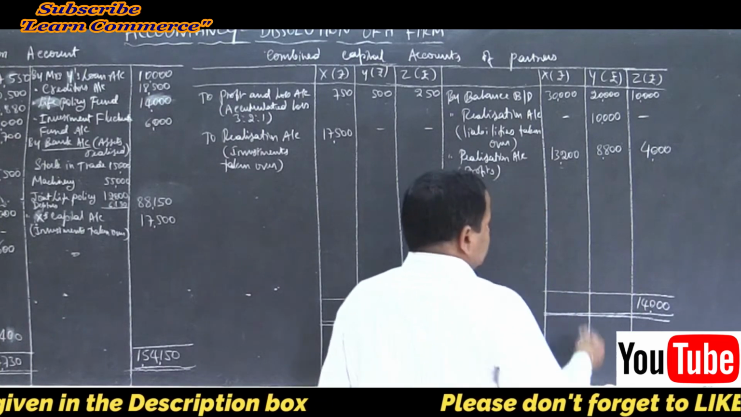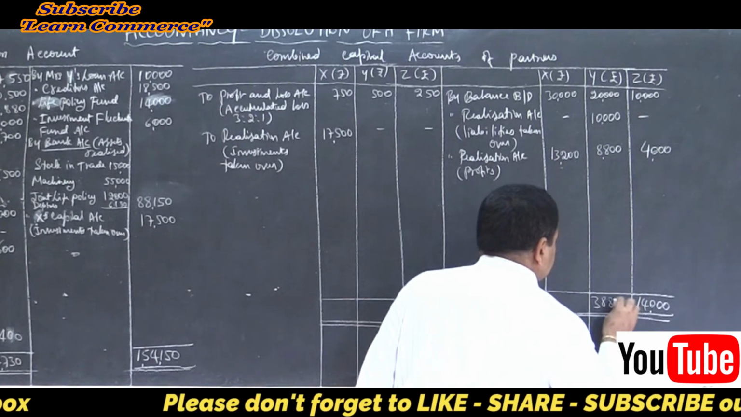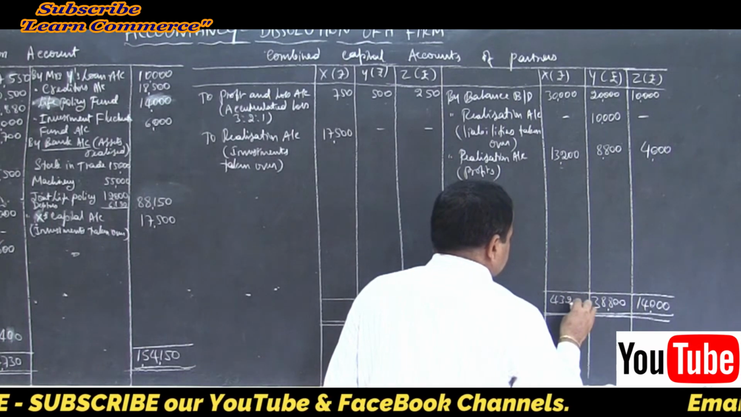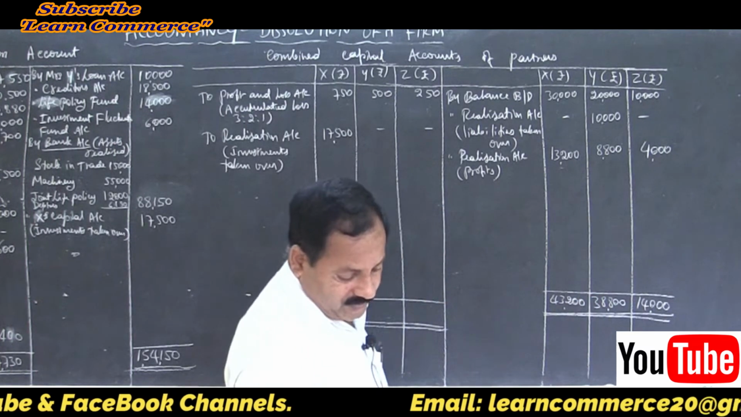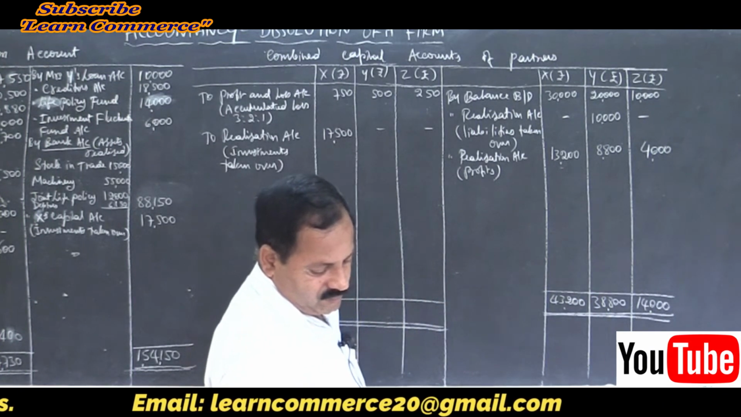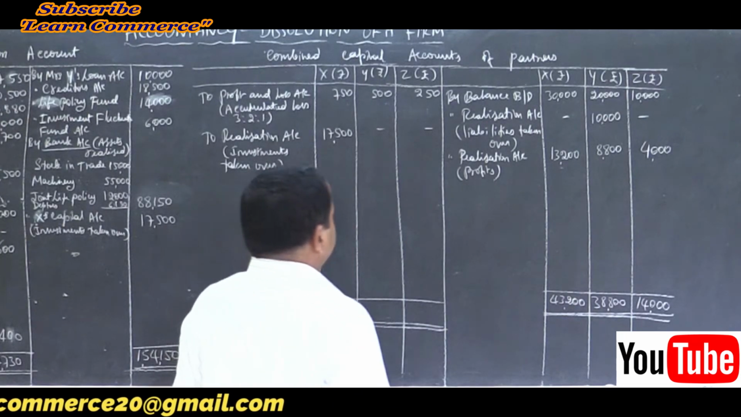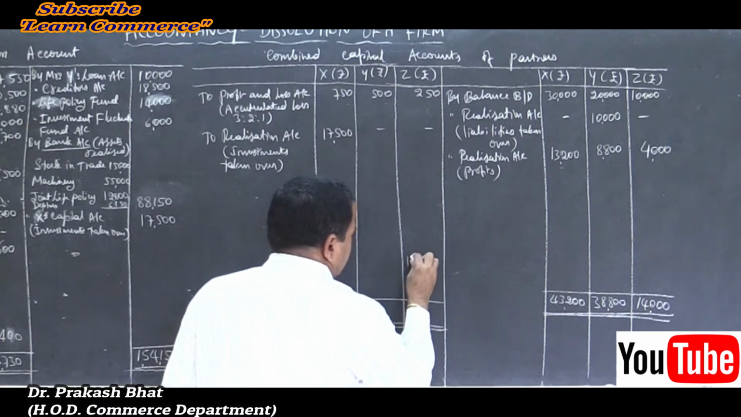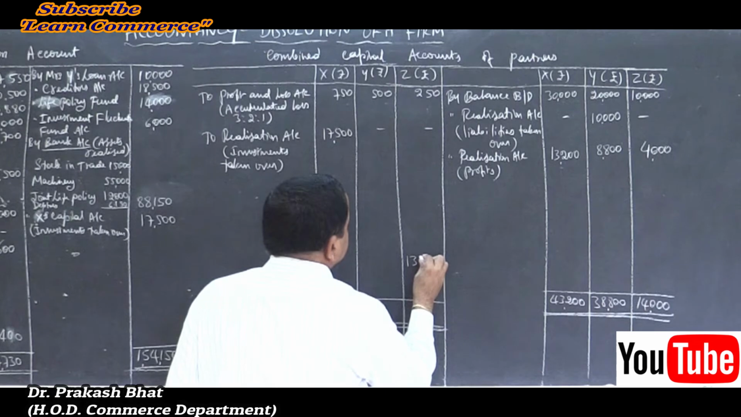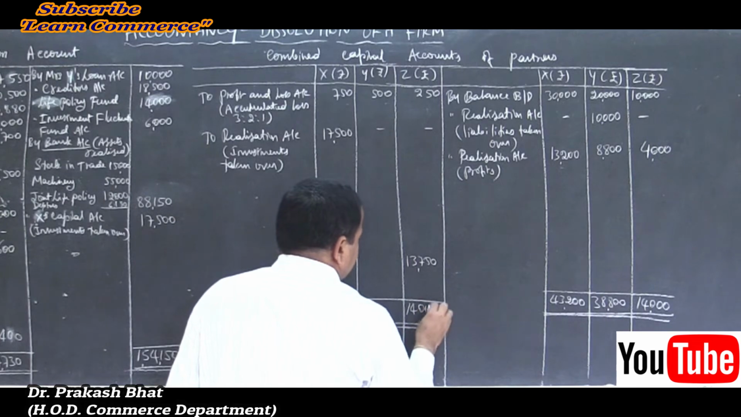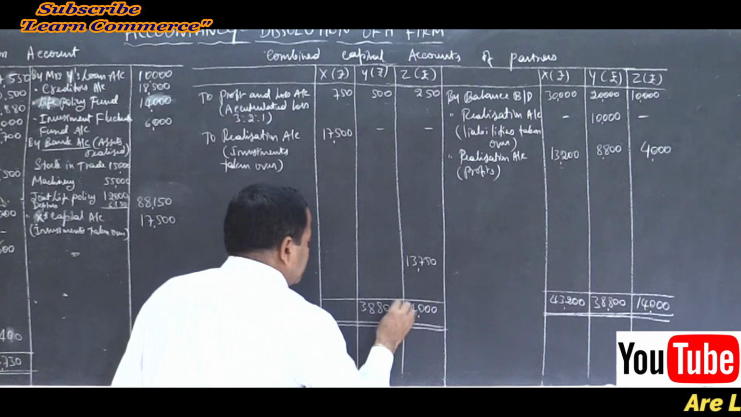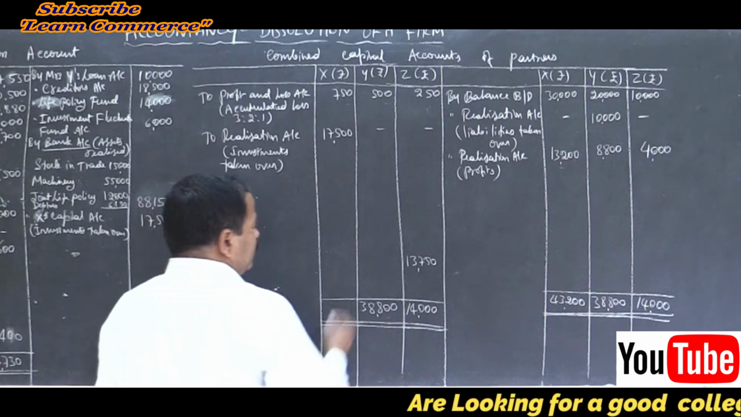Then 38,800. Here 43,200. Then here 250 debit is there, so deduct it. 13,750. Here 14,000 total. 38,800 is the total. Deduct 500 from here. 38,300.